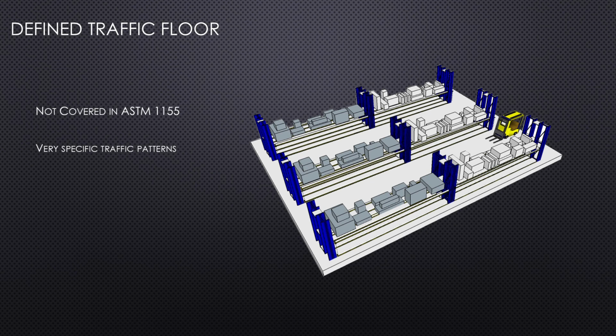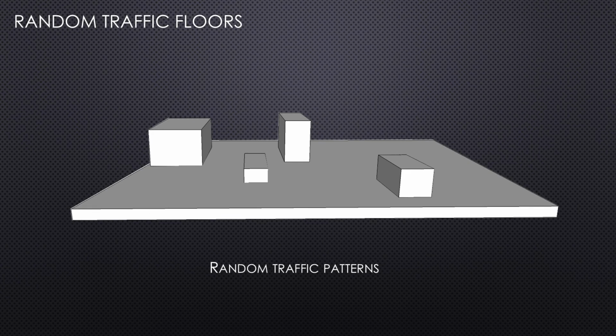There are two types of floors: defined traffic floors and random traffic floors. Defined traffic floors are floors which are designed to have a very specific vehicle traffic pattern across them, and the profiles of these floors are measured along those traffic patterns, via different methods such as Fmin. The measurement of defined traffic floors is not currently covered in ASTM 1155, but it is important that you do know the difference.